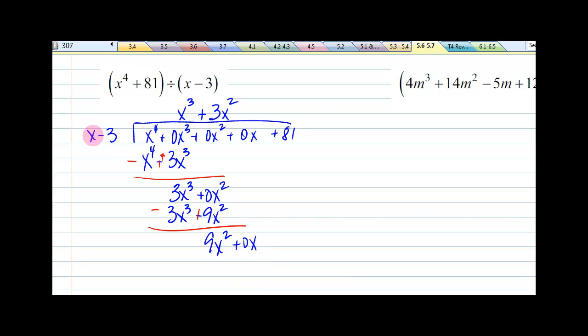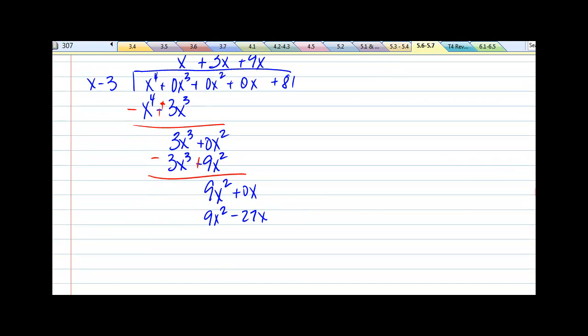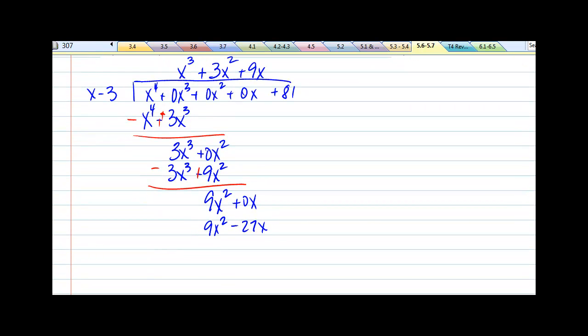So this x turns into that 9x squared by multiplying by a 9x. 9x times x is 9x squared. 9x times a negative 3 is a negative 27x. And I'm going to remember to subtract, so I change both of my signs. So now I have 27x, and I have to bring this 81 all the way down.